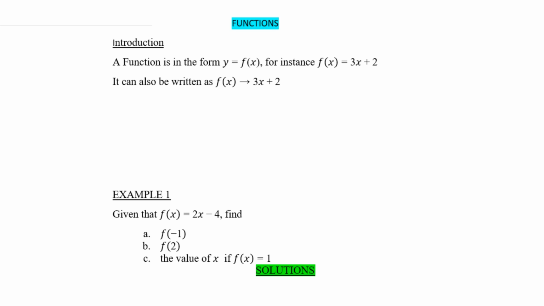We are saying a function is in the form y is equal to f of x. So this one is read as f of x. We can give an example of f of x is equal to 3x plus 2. It can also be written as f of x is mapped onto 3x plus 2. So I've talked about the word mapping there. The word mapping just simply means this f of x is operating on 3x plus 2.